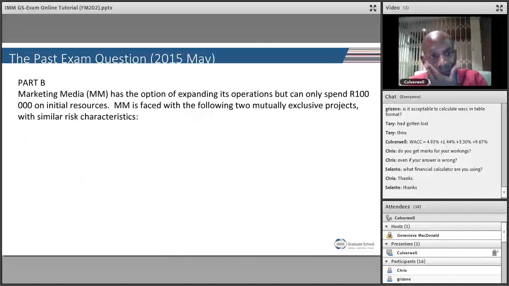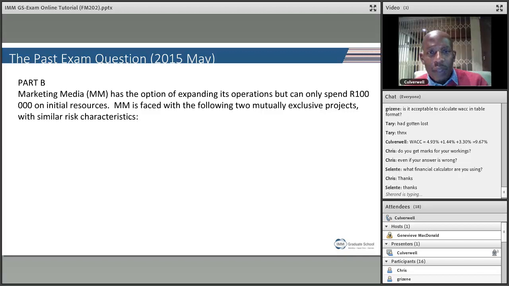With that said, I've got this example here from the May 2015 exam. I'm concerning myself with the calculation part, so I would like us to have a look at this calculation here. It says part B, Marketing Media, which is MM, has the option of expanding its operations, but can only spend 100,000 on initial resources. So they are limited pertaining to the financial resources that they have. They can only spend 100,000.